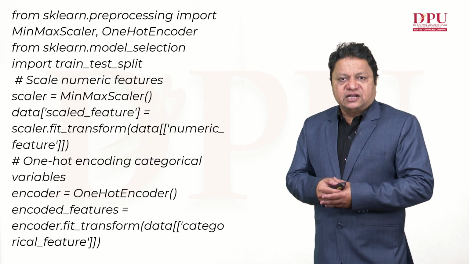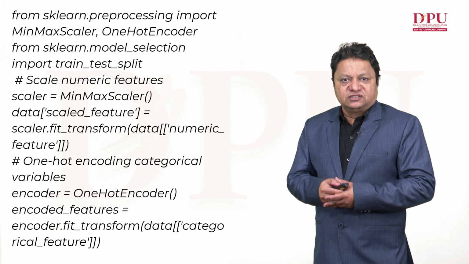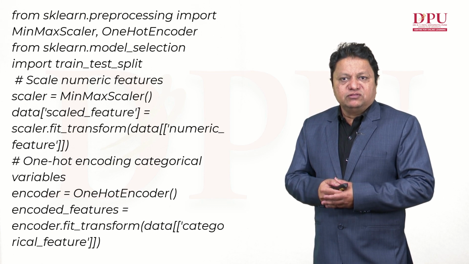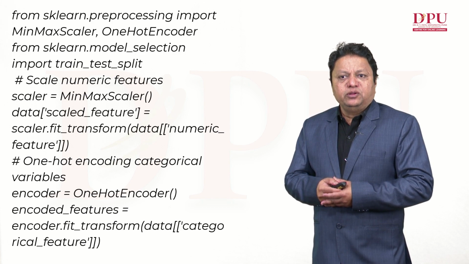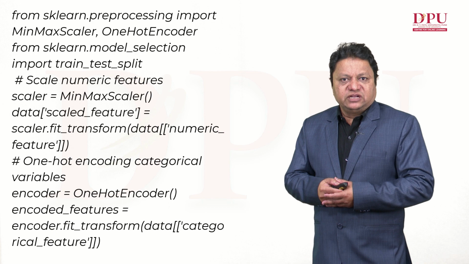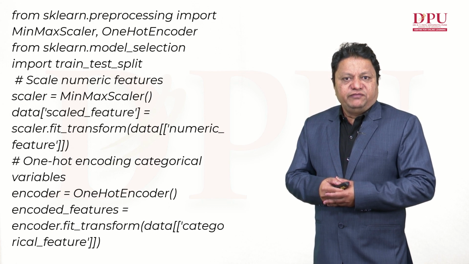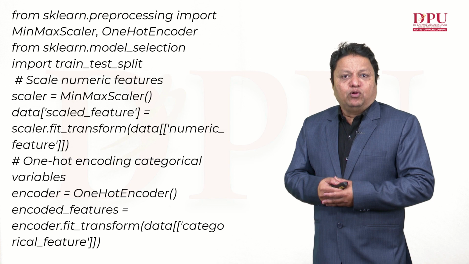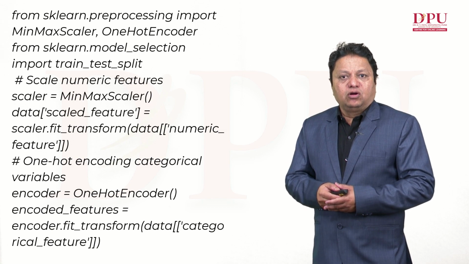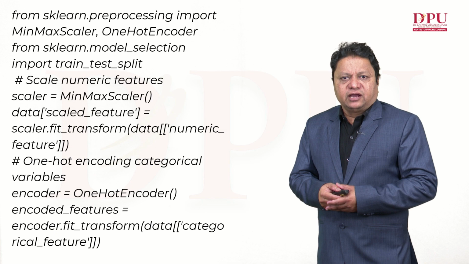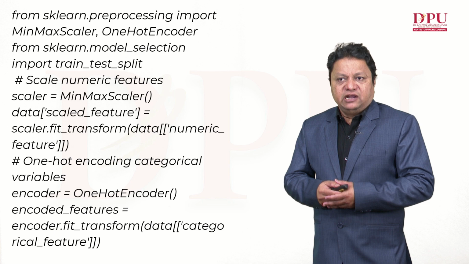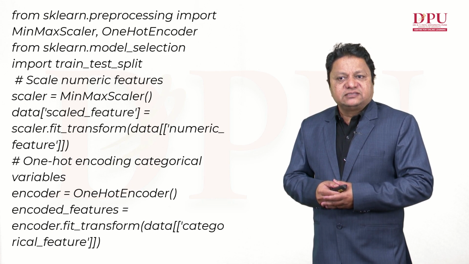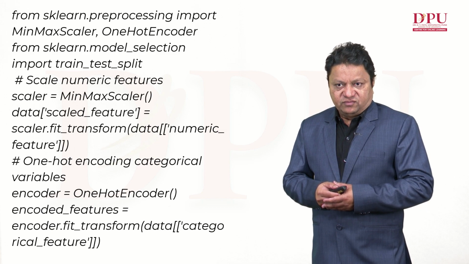Let us understand this pre-processing by using an example. From sklearn.preprocessing, we need to import MinMaxScaler so that we can scale the features. We have to import OneHotEncoder in order to convert the categorical data into numerical data. So here I am importing MinMaxScaler and OneHotEncoder from the sklearn library.